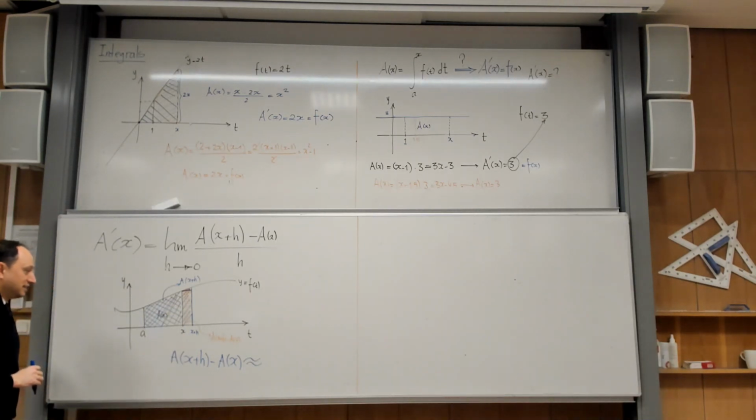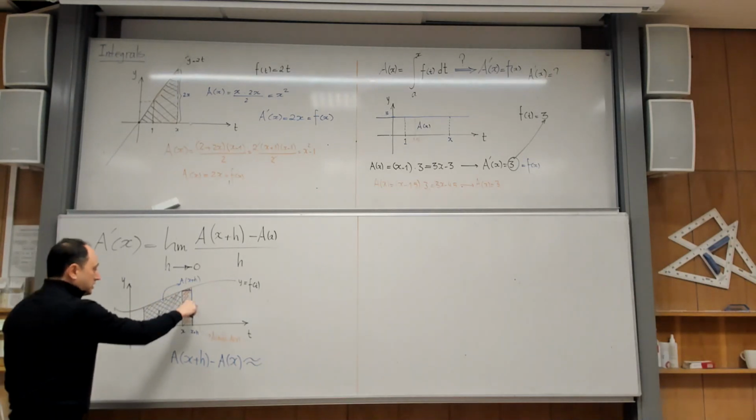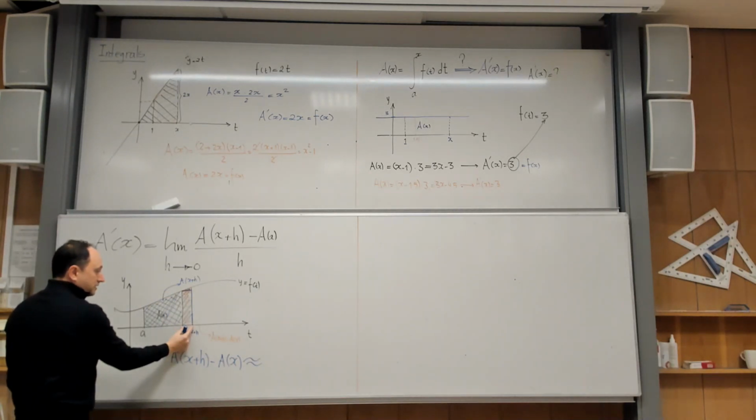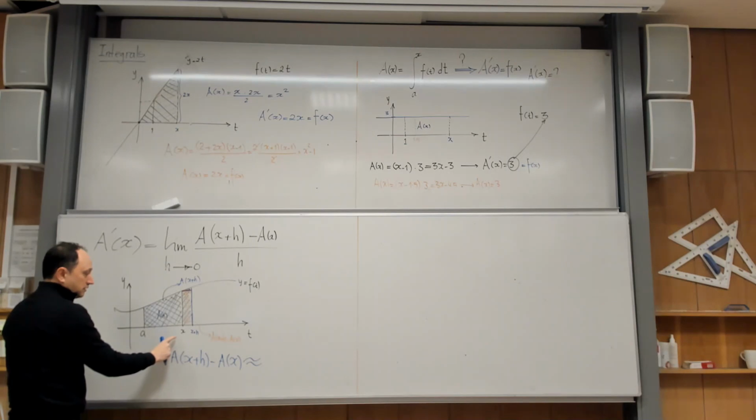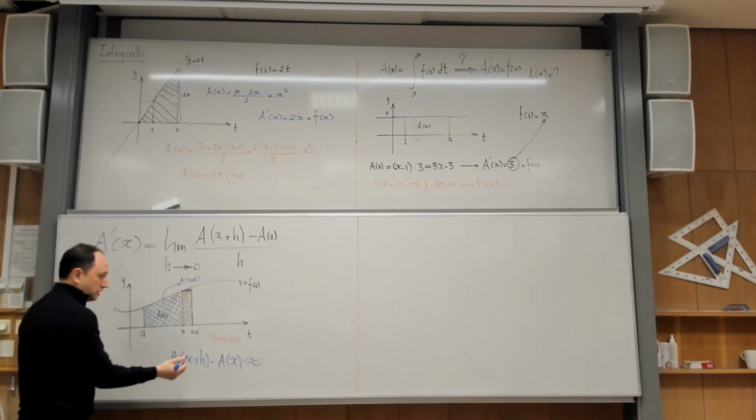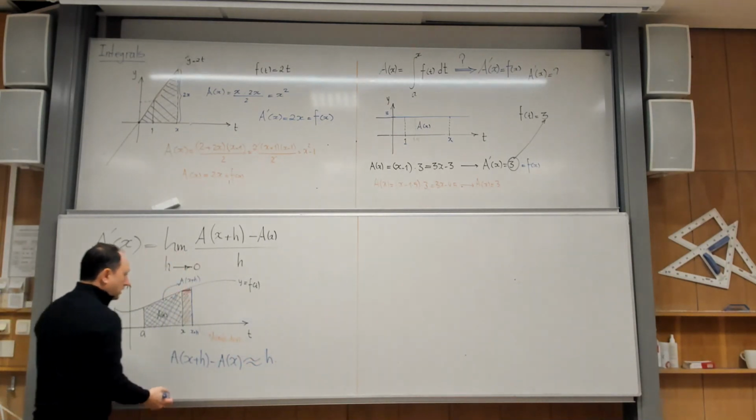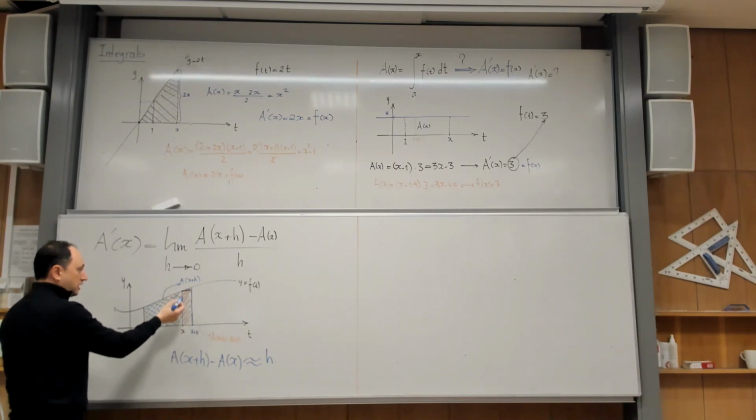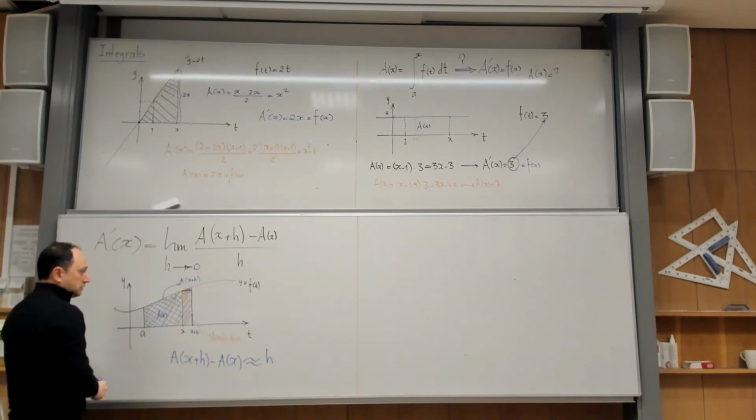Okay, so if I want to consider this one, what is this width? X plus h minus x, which is h, yes? Multiplied by this height. What is this height? F of x.